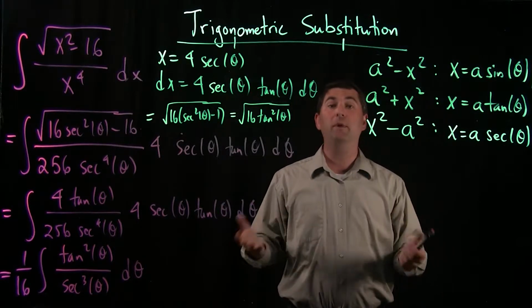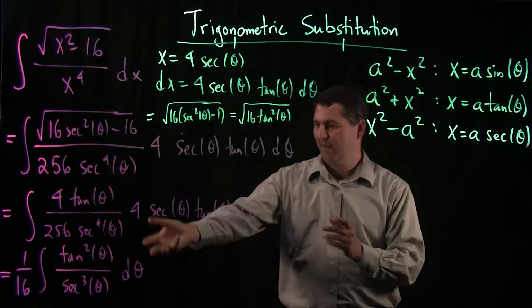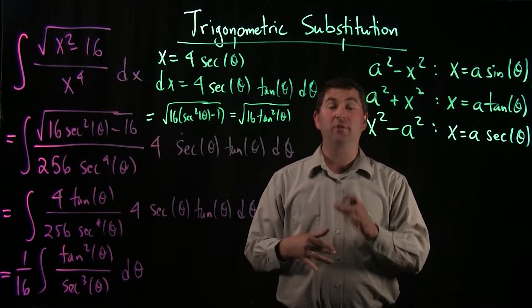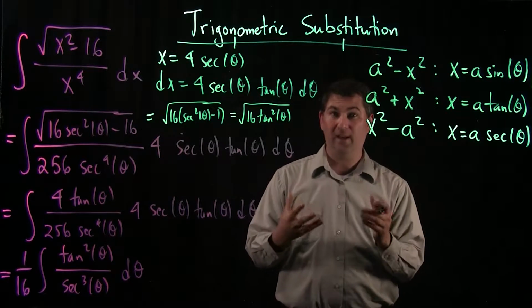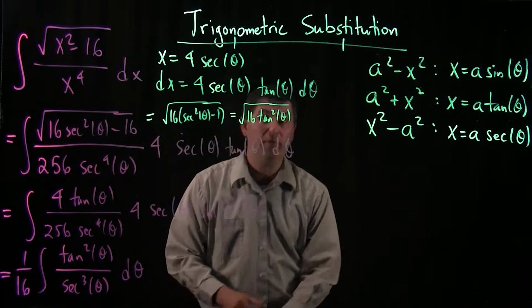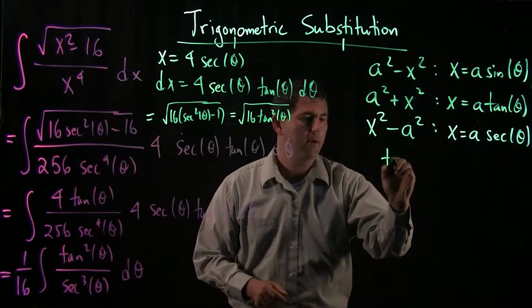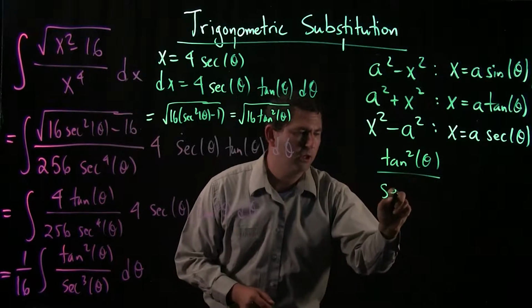All right, where do we go from here? It looks like we're at a really nasty point. But if we rewrite everything in terms of sines and cosines, it's actually going to be pretty nice. So let's sneak over here to the left. We have a tangent squared over a secant cubed.